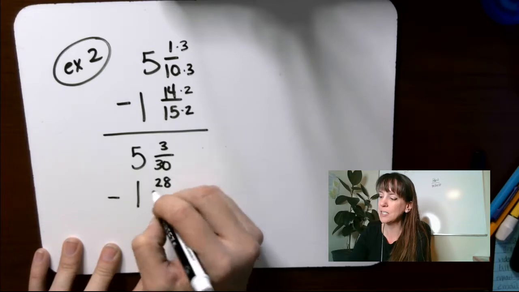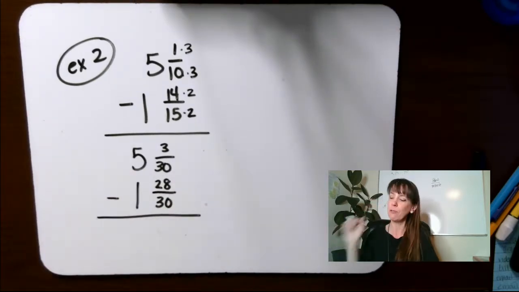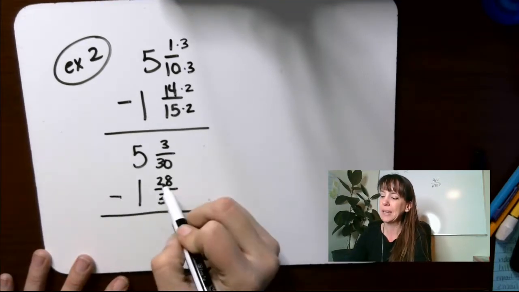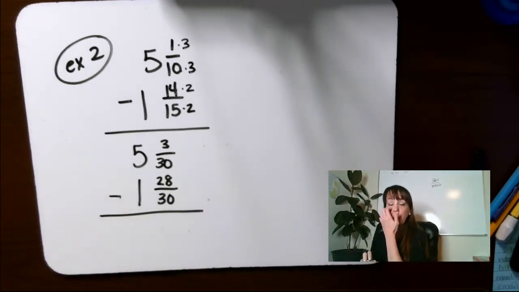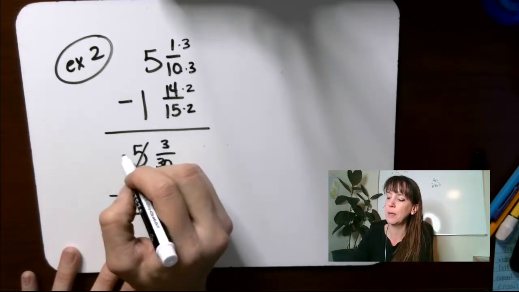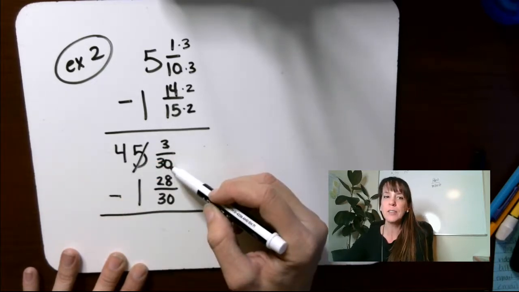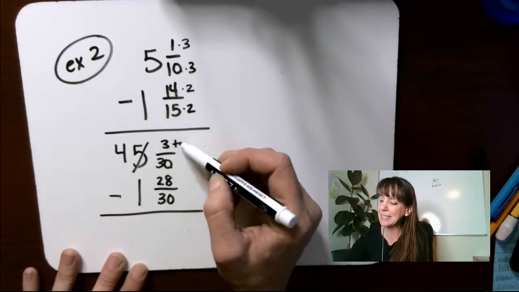Oh, this is where we have to borrow, guys. On that fraction bit, do you see how 3 minus 28 will give me a negative number, right? So we're going to have to borrow. And the way that this works is you take from here and you take one whole one from there. So this is now 4. Whatever this number is on the bottom, you add it to here.